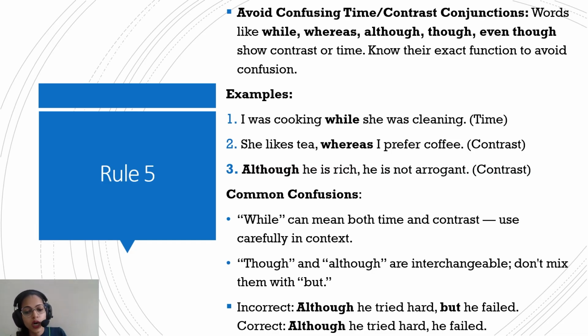Similarly, though and although are sometimes interchangeable, but we do not need to follow them with but. If we say although he tried hard but he failed, it would be wrong. Although he tried hard, comma, he failed. We do not need to follow although with but. Okay, it's again a very commonly committed mistake.